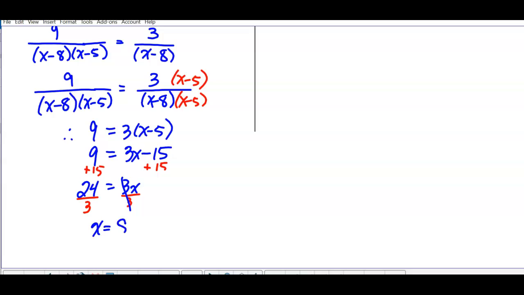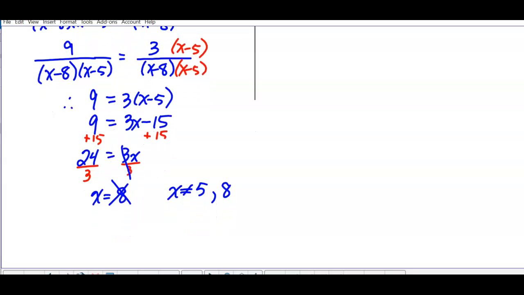And show x on the left. So x equals 8. But take a look at your restrictions. Go back to your lowest common denominator, x minus 8 times x minus 5. And we know we can't have 5 or 8. Well, 8 is one of them here. So you have to eliminate it from your set. And it's the only one there. So really, there are no solutions.